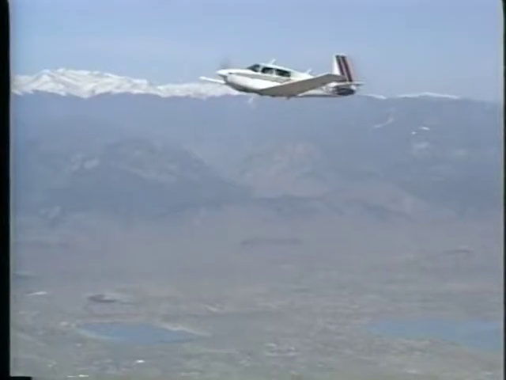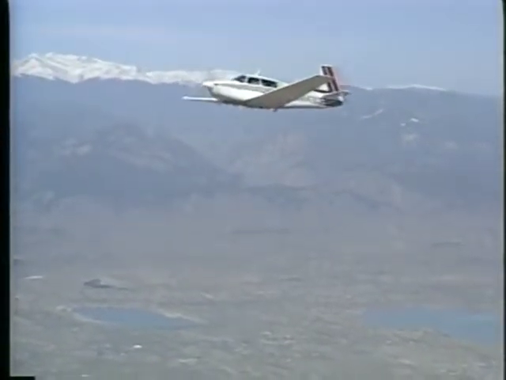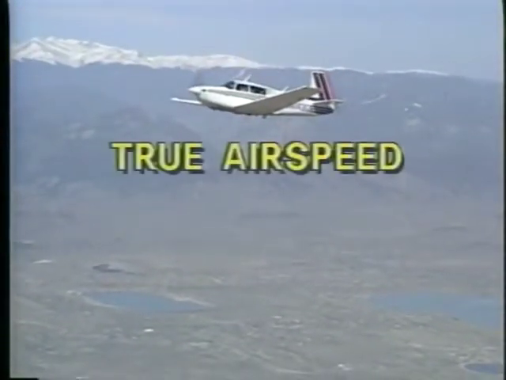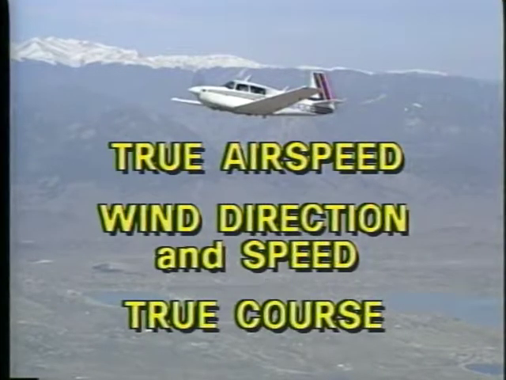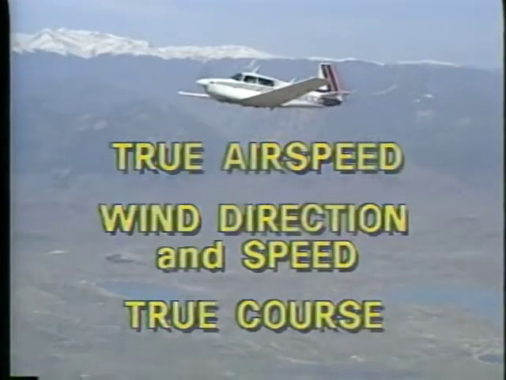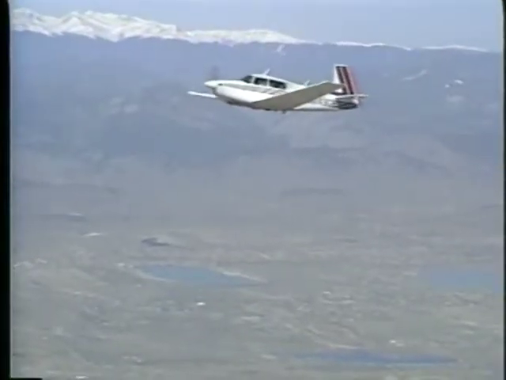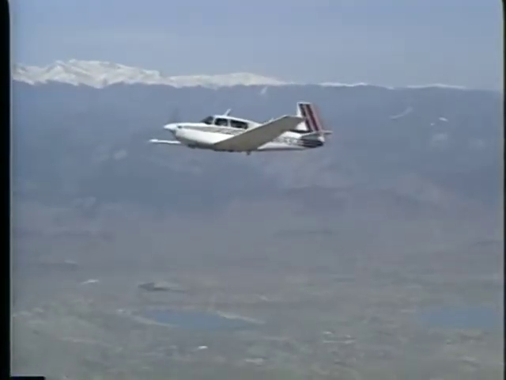To determine how the wind is affecting your airplane, you need to know 3 items: true airspeed, wind direction and speed, and true course. True course is your intended flight path as measured from the true North Pole. How this course is determined will be covered in pilotage and dead reckoning.